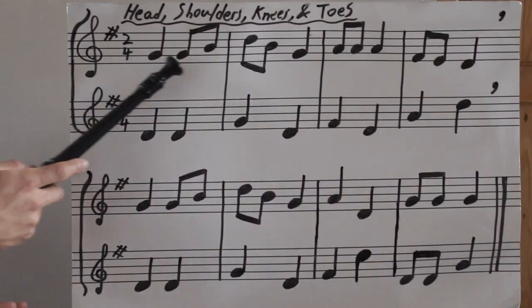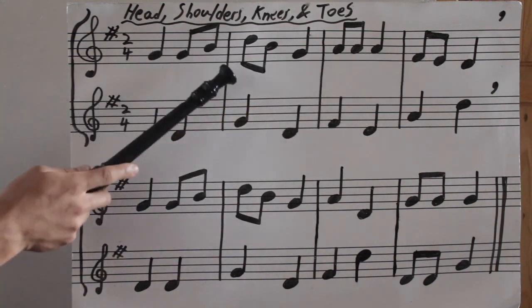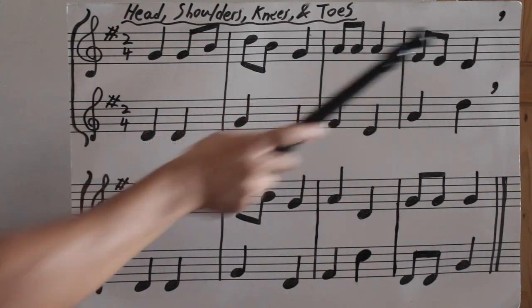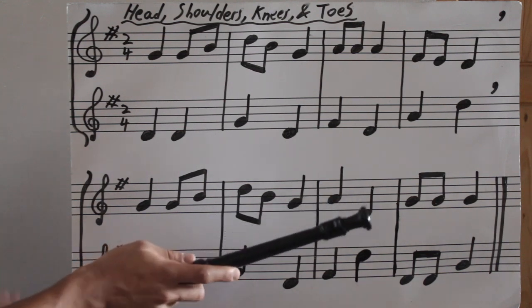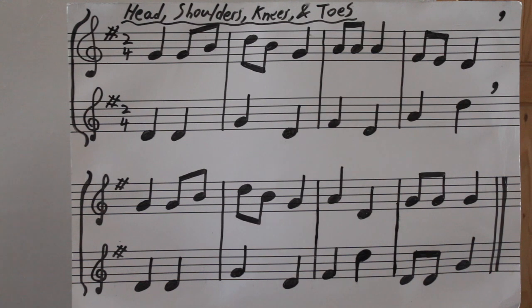We're gonna read the melody line. Let's go. Ta, ti, ti, ti, ti, ta. Ti, ti, ta, ti, ti, ta. Ta, ti, ti, ti, ti, ta. Ta, ta, ti, ti, ta. Okay, that's pretty simple, not hard at all.